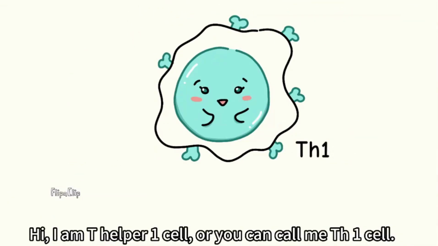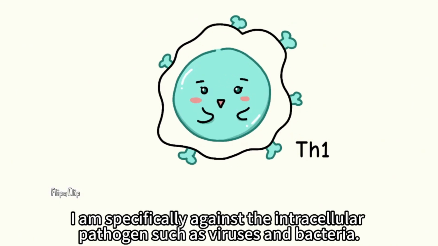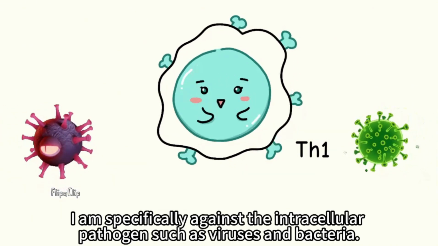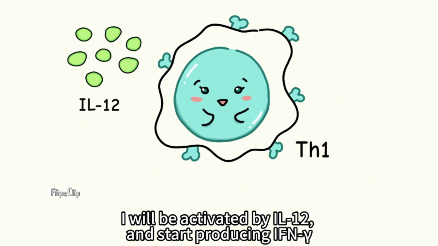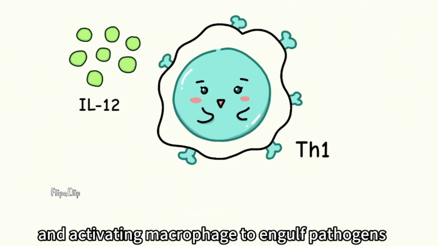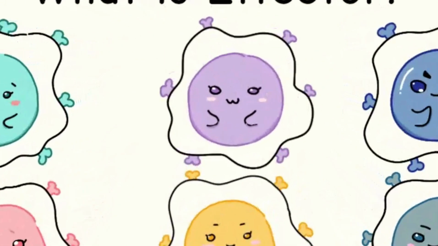Hi, I am T helper 1 cell, or you can call me Th1 cell. I am specifically against intracellular pathogens such as viruses and bacteria. I will be activated by interleukin 12 and start producing interferon gamma and activating macrophages to engulf pathogens.